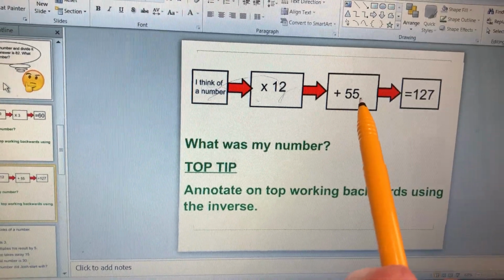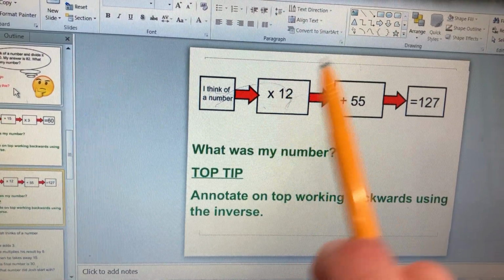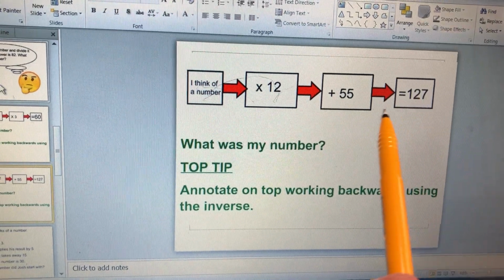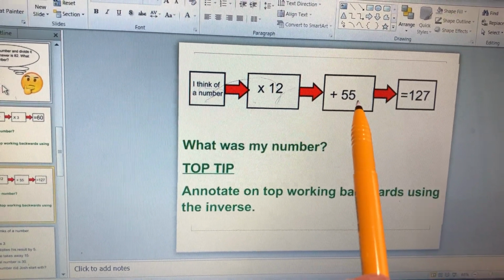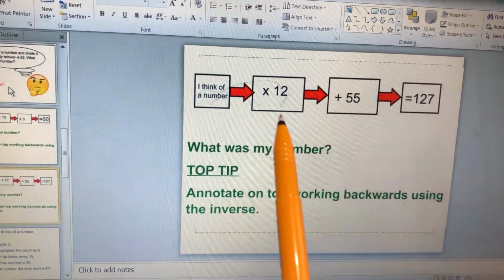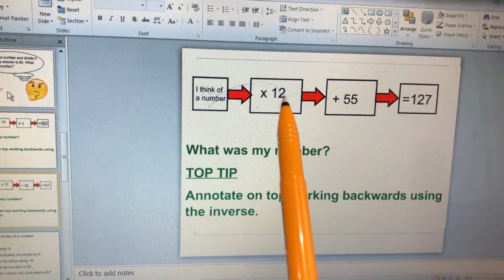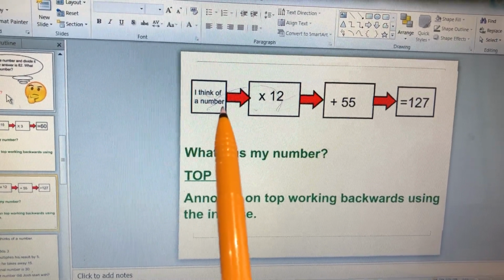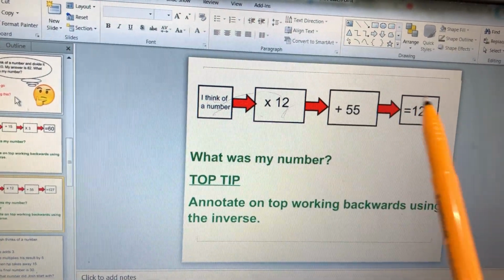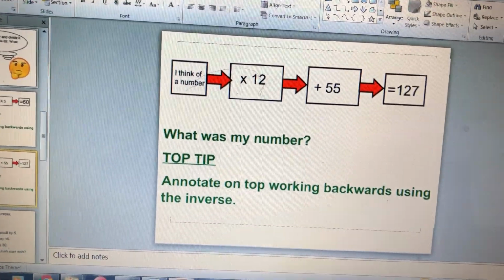What's the inverse? And I must do it this way as well. I can't go here and then divide by 12. I must go back along this way. So I must say 127. Instead of adding on 55, I'm going to take away 55. What does that give you? With your answer, instead of timesing by 12, you're going to do the inverse, which is divide by 12. Excellent, well done. And that will give me my answer. And when you've got your answer, put it back into that and check that it gives you 127.